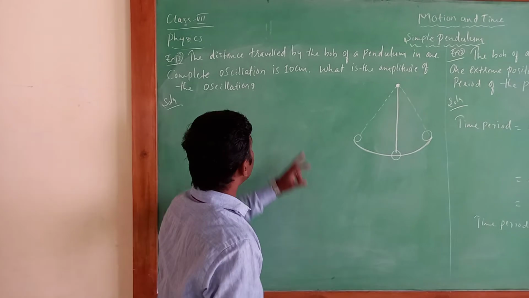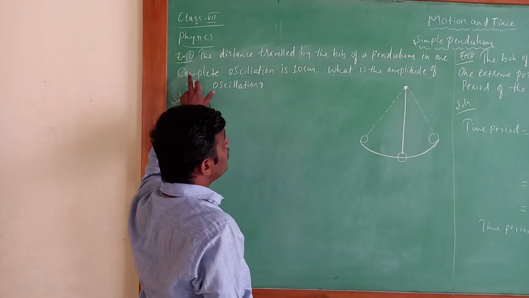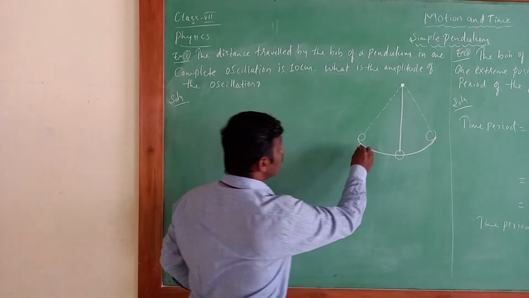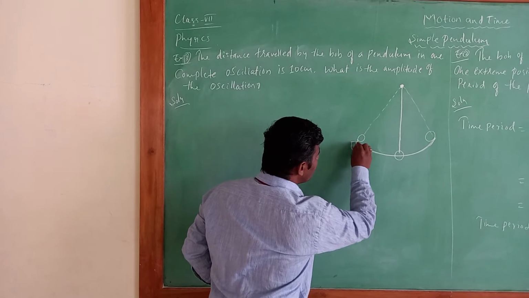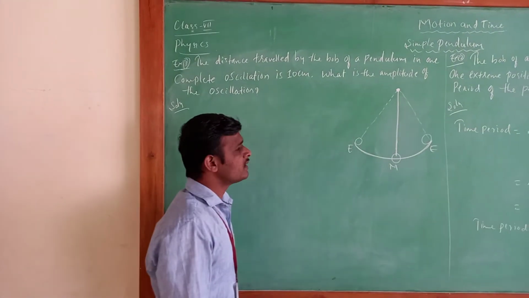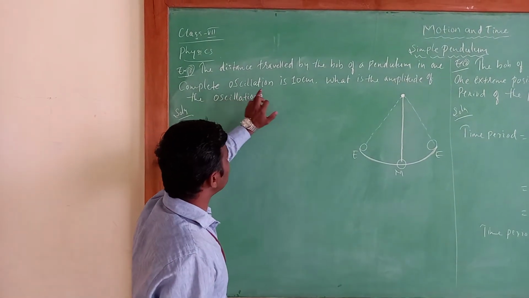Okay. So what they have given here is that the distance travelled by the pendulum in one complete oscillation is 10 centimeter. So what does it mean? This is the extreme position, this is the mean position, and again this is the extreme position, right? So here the distance travelled by the pendulum in one complete oscillation is 10 centimeter.